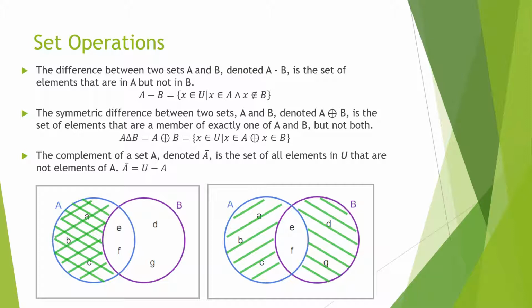Finally, you can define the complement of a set like A, and you denote it by A bar. The complement of A is the set of all elements in the universal set U that are not in A. So in other words, A bar is the universal set minus A. So it's a difference between universal set and A.